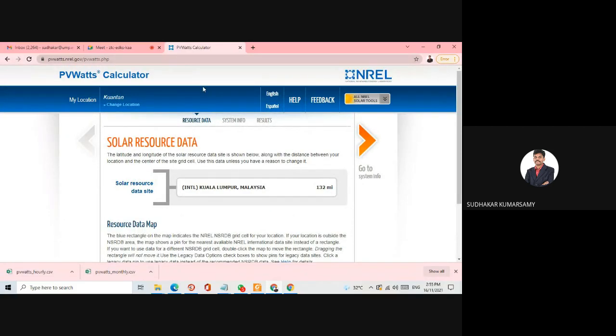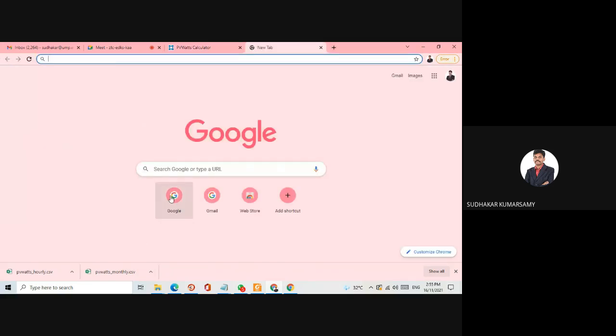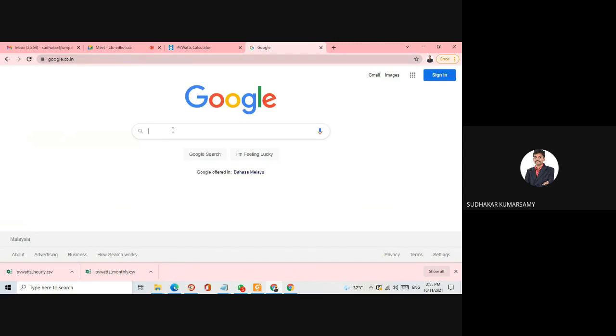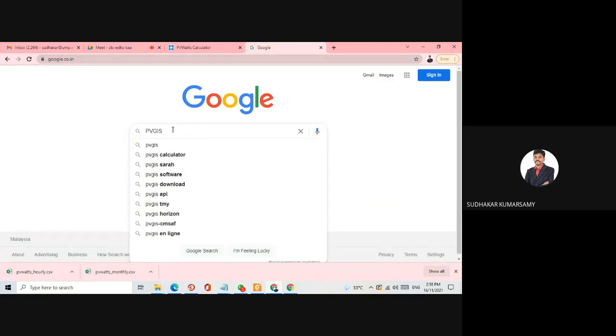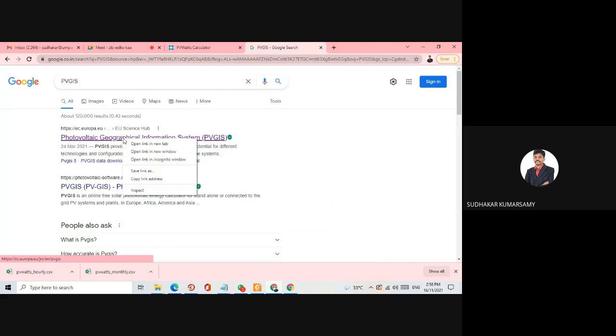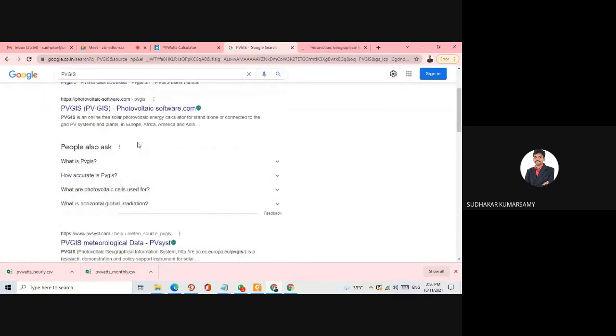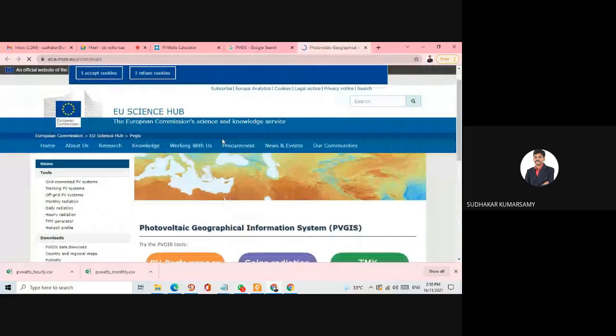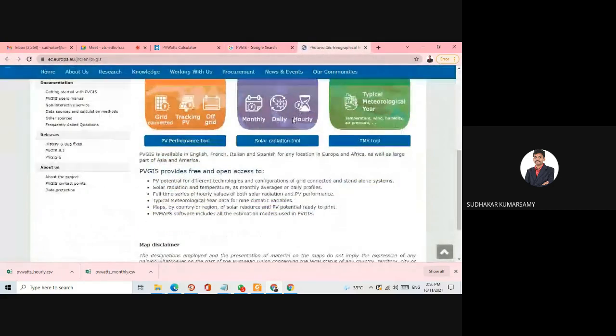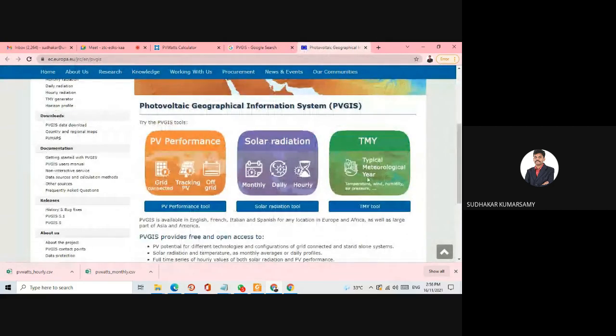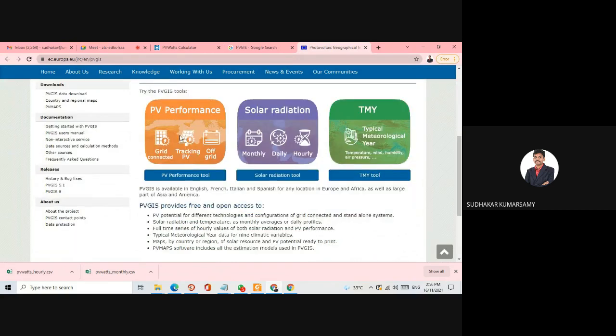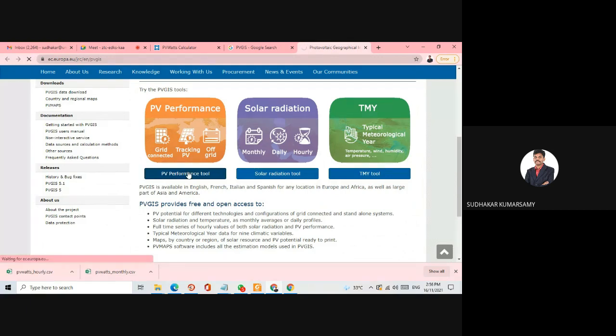In the same way, I will demonstrate the other one. Let me check whether it's working or not. I need to search PVGIS. So here you will find the PV performance tool, TMY tool. There is typical meteorological year, that is meteorological data. Solar radiation data, you have monthly, daily, hourly. Then you have the PV performance tool. So I choose the PV performance tool.